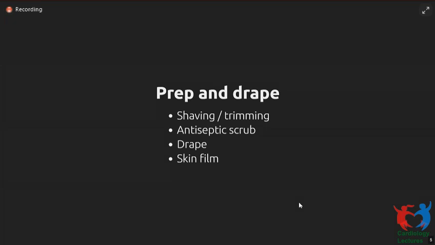Some institutes use an antiseptic scrub even the day before the procedure. There is some not very good, but some evidence suggesting that this might help reduce the rate of infection. So if you want to, you can do that. Otherwise, it's usually done on the table. Then draping is as usual for surgical procedures, and the drapes may or may not have a skin film. We also have skin films with iodine impregnated, so sometimes you can use that also if it's available.